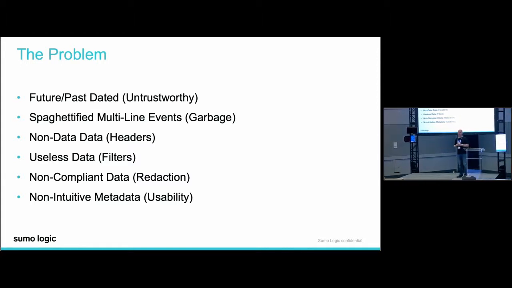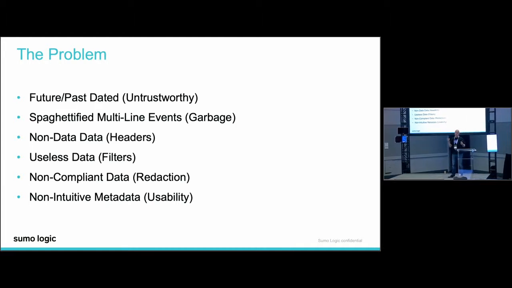Spaghettified multi-line events. This is where a multi-line event, such as a stack trace, might be broken up into individual lines. That's probably the worst case scenario, because you're creating garbage. By default, if Sumo can't detect a timestamp, it will just apply the receipt time to that event, and you're going to get things all out of whack. You're going to have non-data data.